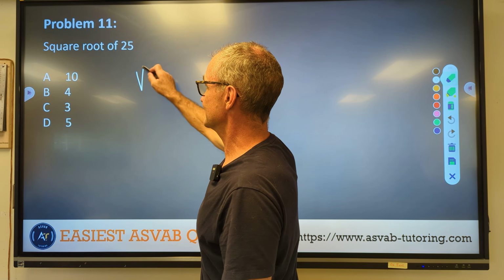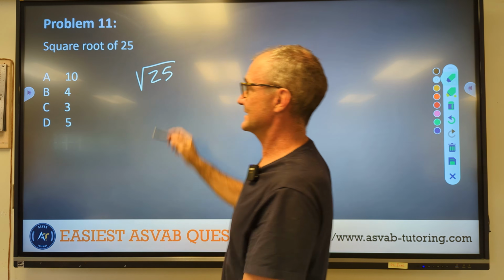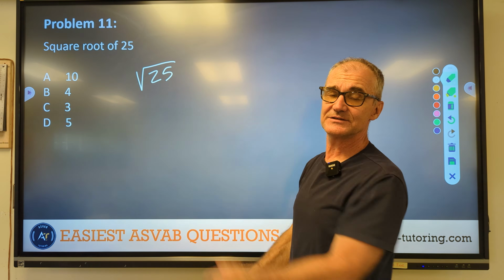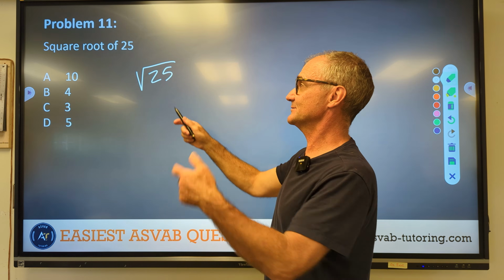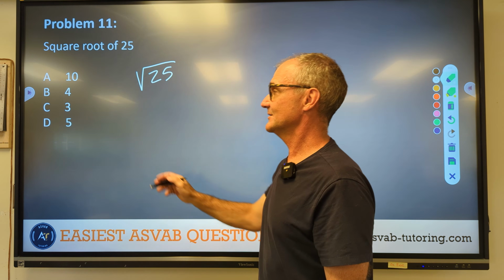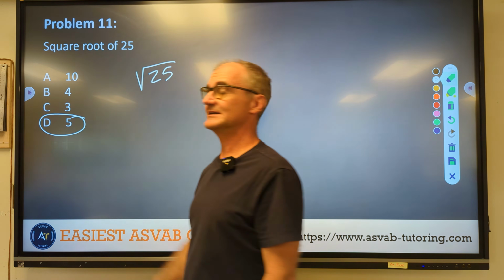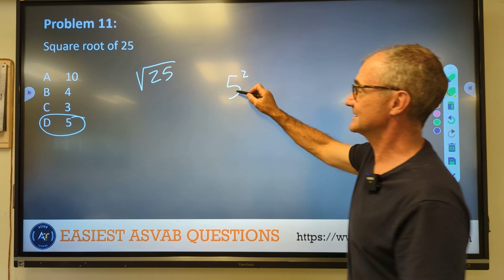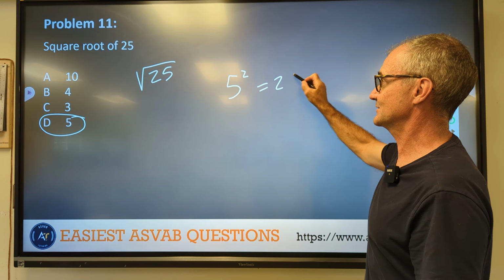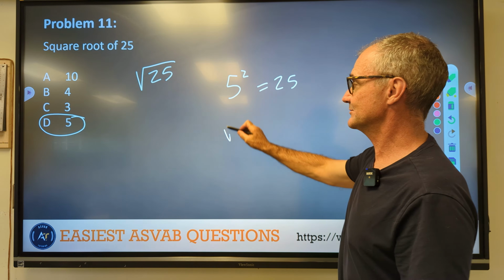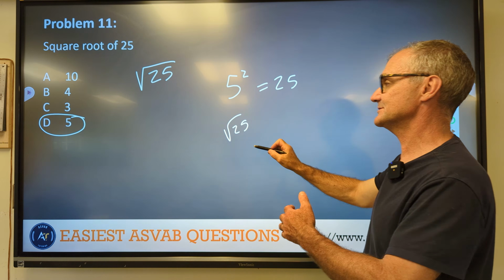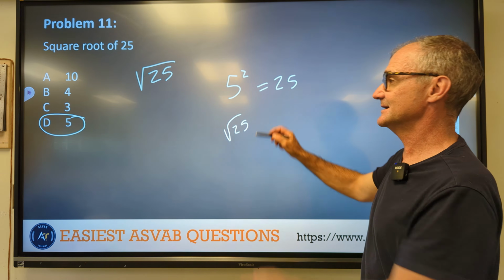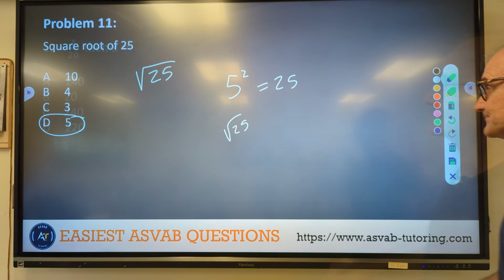So the square root of 25 is saying what times itself is equal to 25? Only answer D, 5. Again, this right here, 5 squared, is saying take that number, multiply it by itself to get 25. Square root of 25 is going backwards. What times itself equals that? And that's where that 5 comes from.